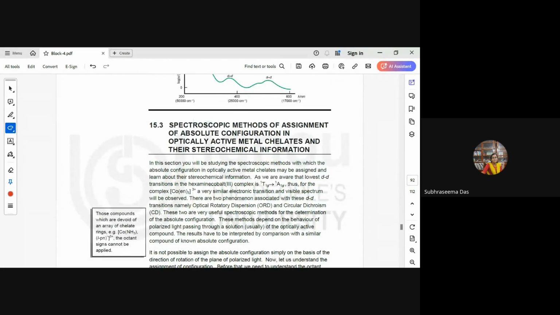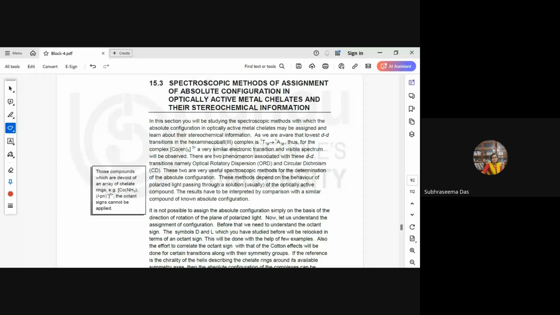Then coming to spectroscopic methods of assignment of absolute configuration in optically active metal chelates and their stereochemical information. Here we'll be dealing with the assignment of absolute configuration in optically active metal complexes, and further we will talk about their stereochemical information. As we know, the lowest d-d transition, particularly we'll consider a hexaamine cobalt 3 complex, is 1T1g to 1A1g.